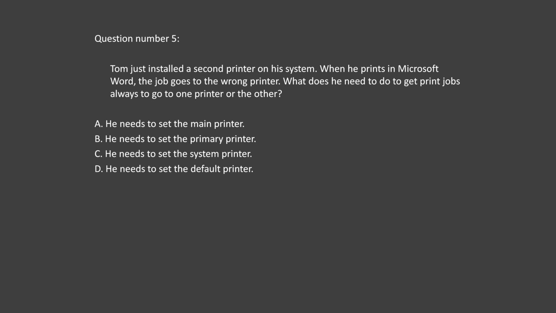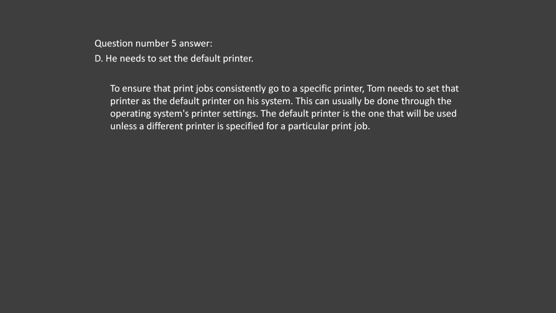Question number 5. Tom just installed a second printer on his system. When he prints in Microsoft Word, the job goes to the wrong printer. What does he need to do to get print jobs always to go to one printer or the other? Option A. He needs to set the main printer. Option B. He needs to set the primary printer. Option C. He needs to set the system printer. Option D. He needs to set the default printer. Question 5, answer option D.